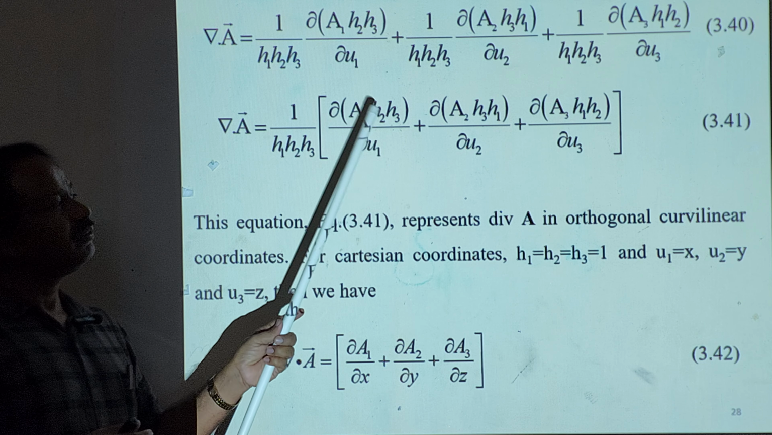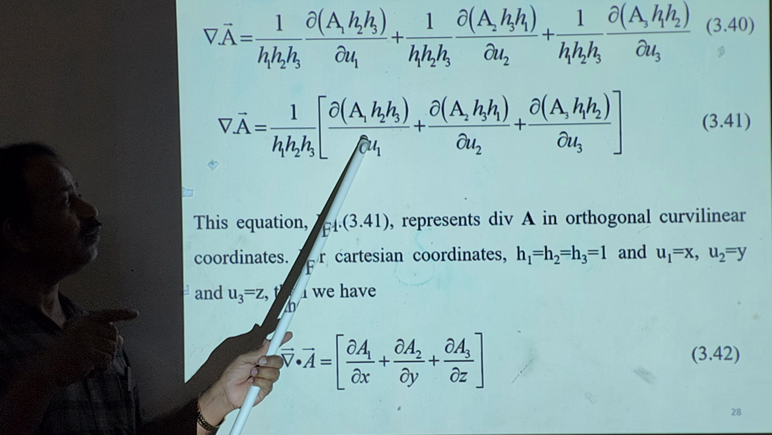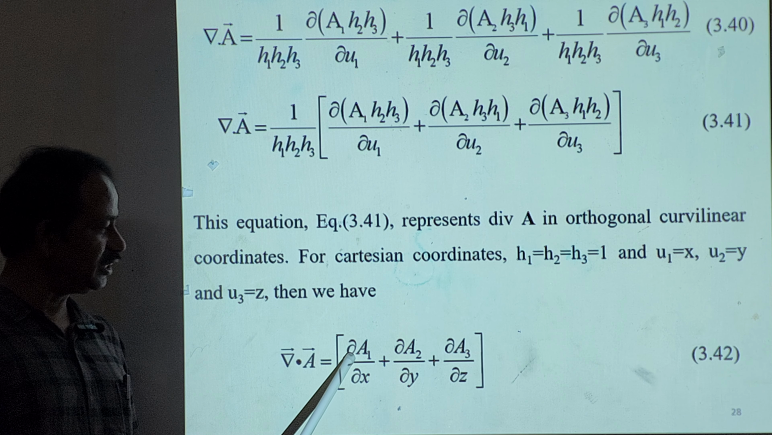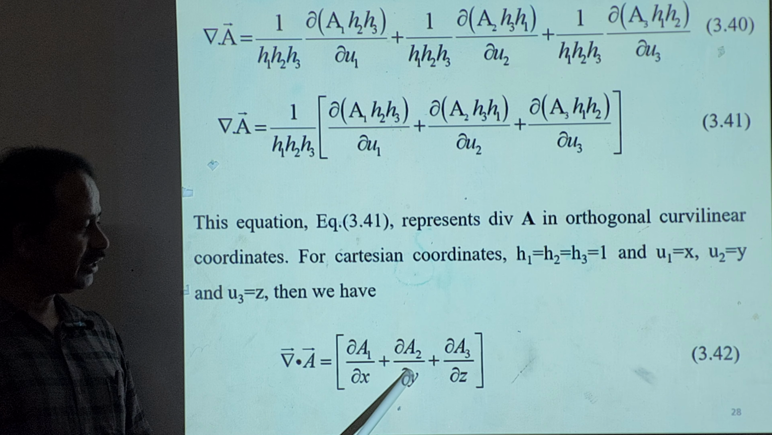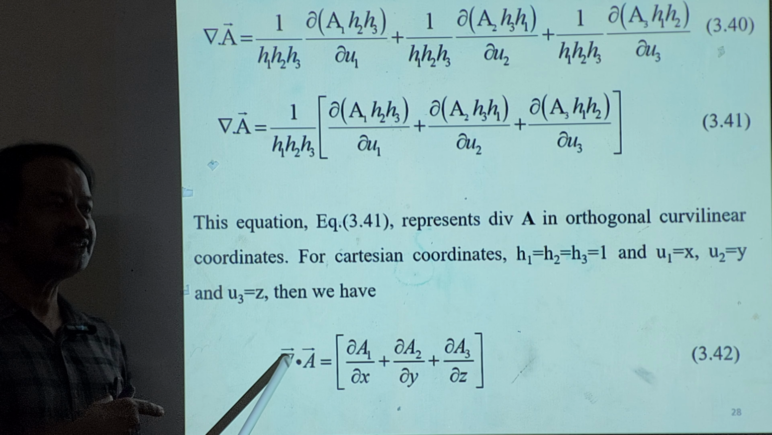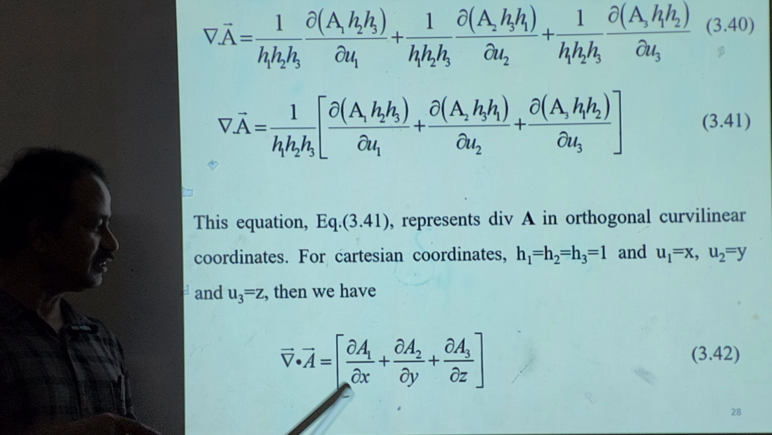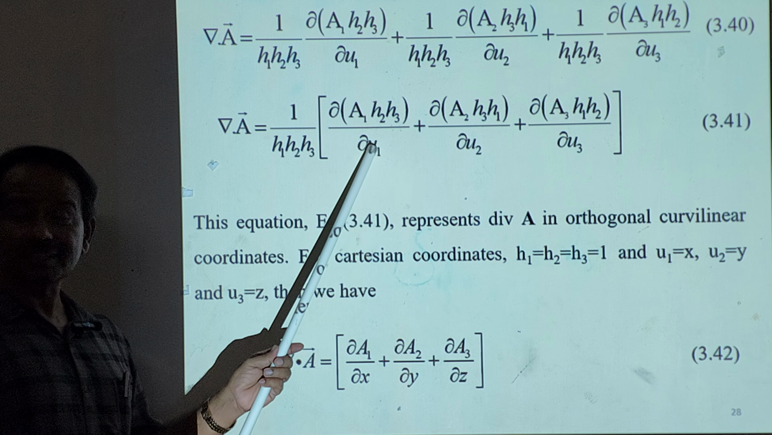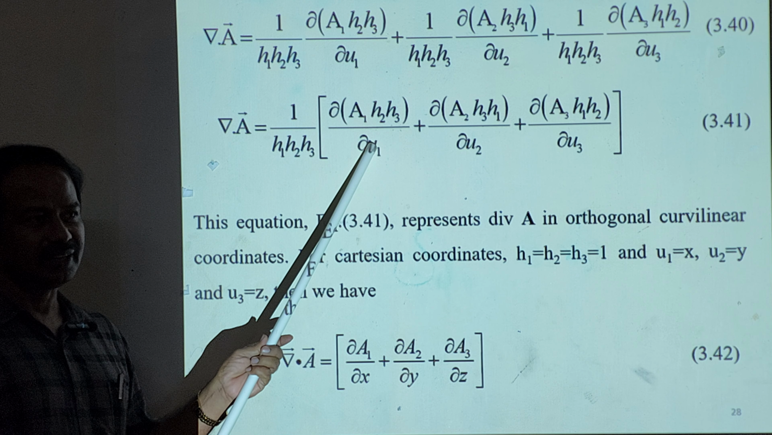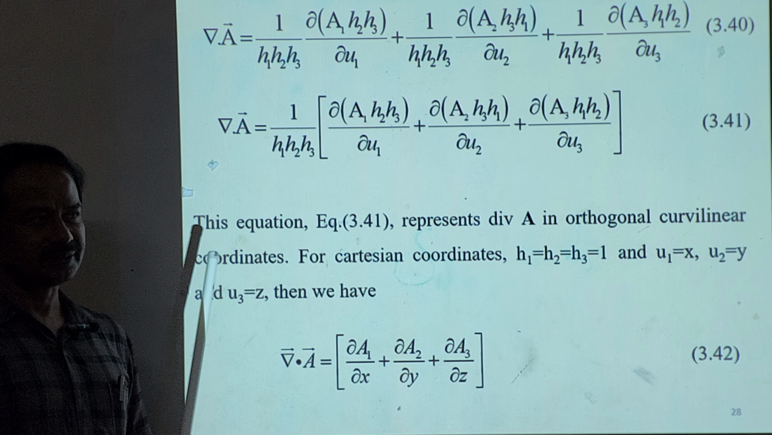You substitute here, and this becomes 1, this becomes 1, and this will be dA1 by du1, instead of u1, dx, so dA1 by dx, dA2 by dy, dA3 by dz. See, this is the ordinary Cartesian coordinates. This is the divergence of A for the ordinary Cartesian coordinates. Del dot A is given by this. This is for the curvilinear coordinate system, divergence of A, and this is for divergence of A for the Cartesian coordinate system.